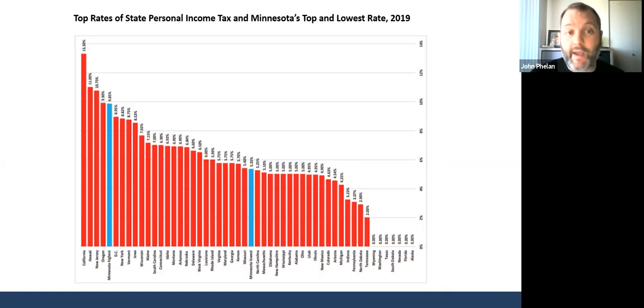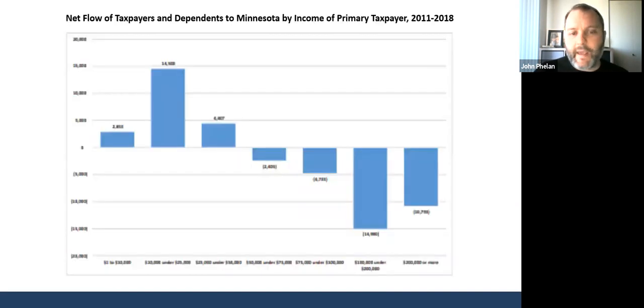But we also have a bottom rate, a starting rate of state income tax, which is higher than the top rate in 25 states. That's up from 23 states in a previous report, by the way. And so it's not that in Minnesota we just tax the rich. We're taxing everybody pretty high. And you see the effects of that here. What this shows you is based on IRS data from 2011 to 2018.